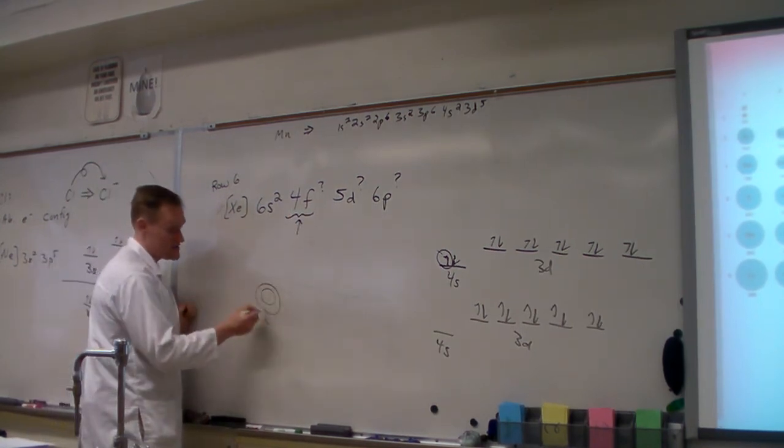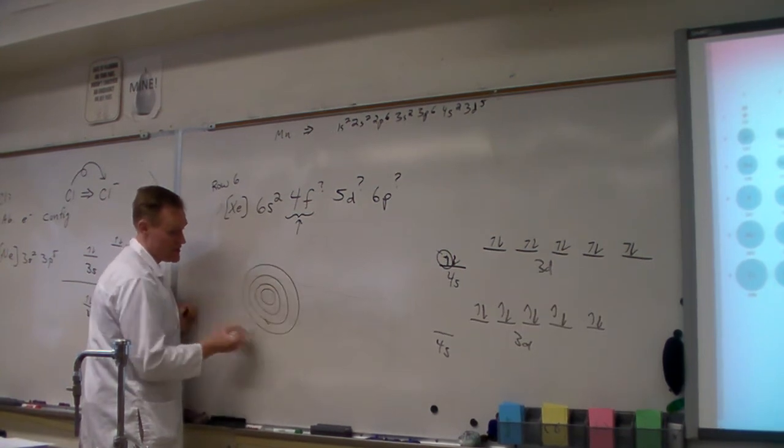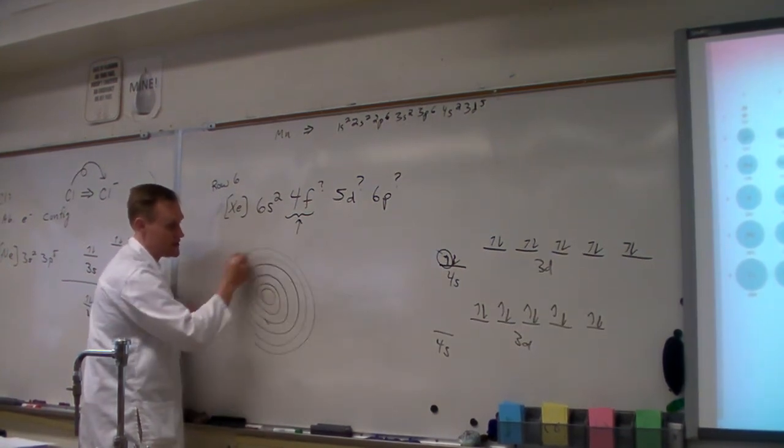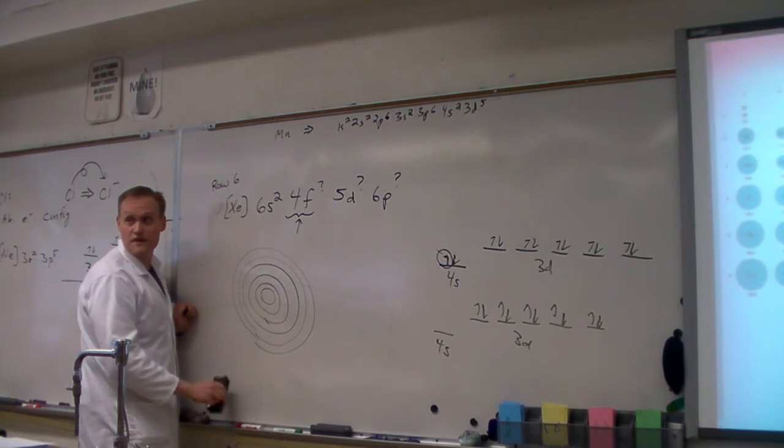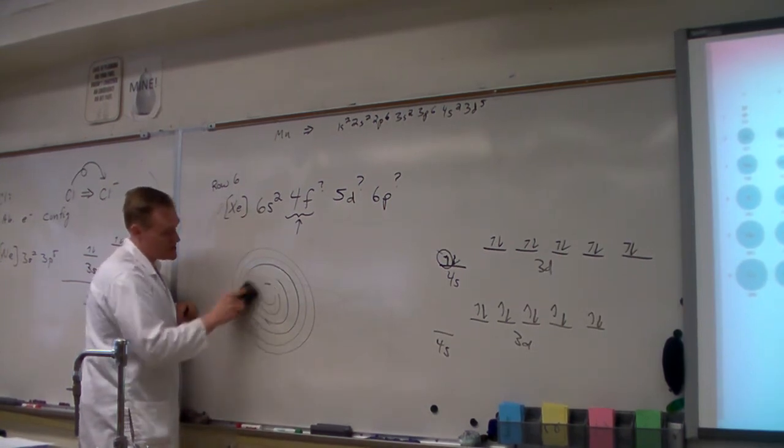And the reason I mentioned the fourth energy level is: here's 1, here's 2, here's 3, here's 4, here's 5, here's 6. Everybody with me so far? And that means I'm going to erase numbers 1, 2, and 3.